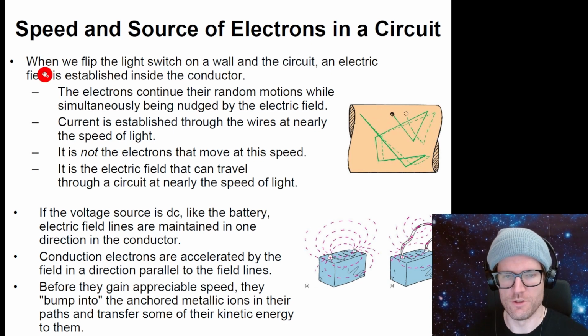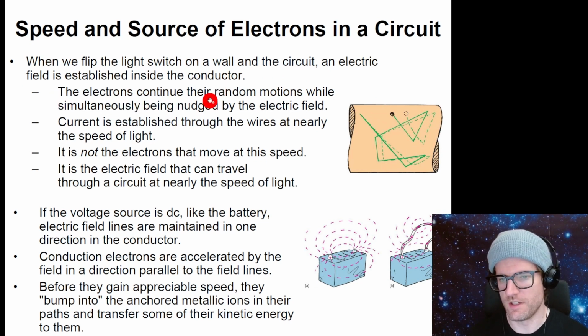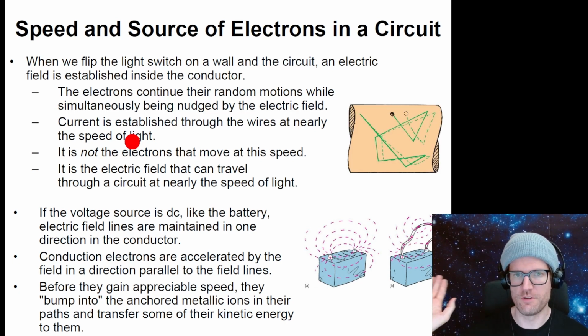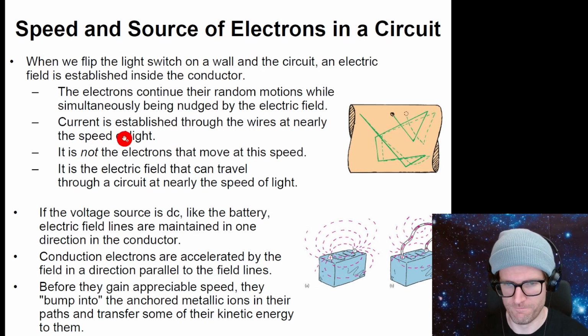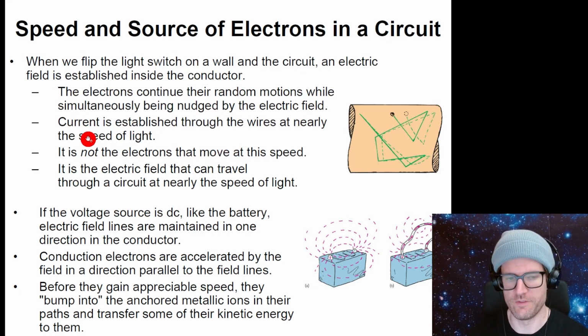Okay. So when we flip a light switch on a wall and the circuit, an electric field is established inside the conductor. The electrons continue their random motions while simultaneously being nudged by the electric field. Current is established through the wires at nearly the speed of light. So you turn on the circuit, the electric field is quickly established at the speed of light through the circuit, but the electrons are drifting very, very slowly through the circuit. It's not the electrons that move at that fast speed; the current is established, the voltage is established very, very quickly, but the electrons don't move at that speed. It is the electric field that can travel through the circuit at nearly the speed of light.